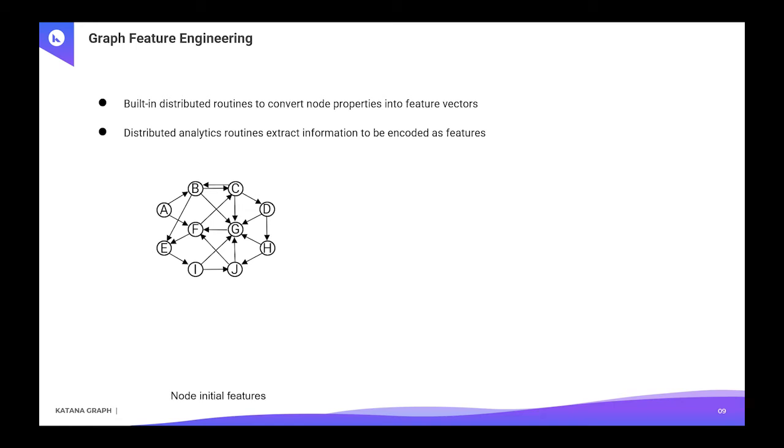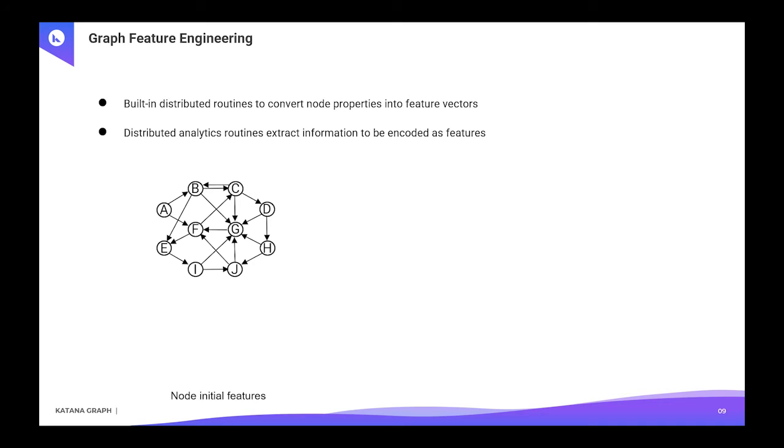Next, let me briefly talk about graph feature engineering. As I mentioned earlier, the original graph usually doesn't have encoded features, but it does have properties on the nodes and edges. Based on the data type, we encode each property and concatenate the encoded features to form the initial feature vectors. The feature vector only contains local information on each node and edge.